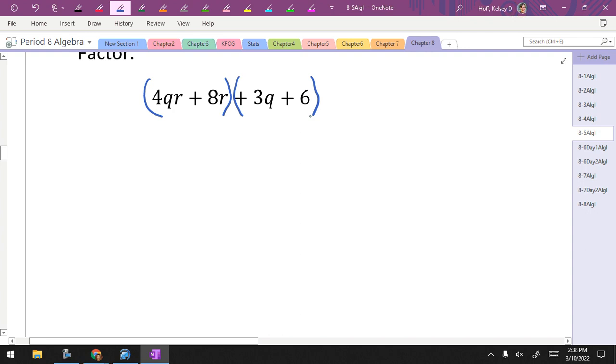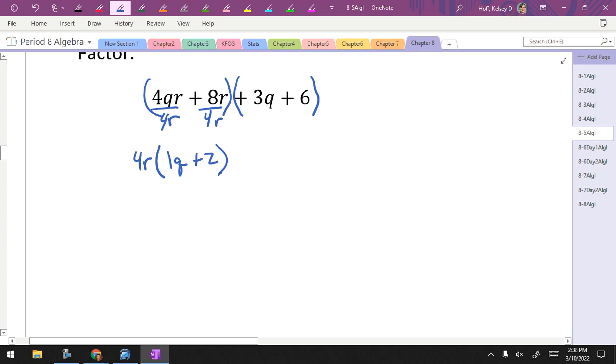In this first parenthesis, just these 2 terms, what can I divide out? 4. That's it? 4R. 4R, yes? What do I need to do with 4R now? Put it out front. And what would be remaining? 1Q plus 2.